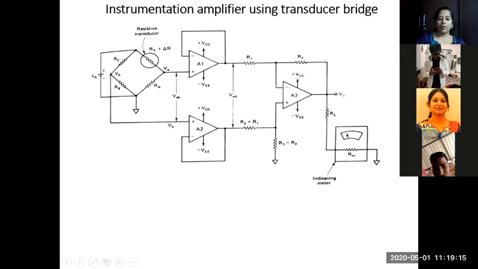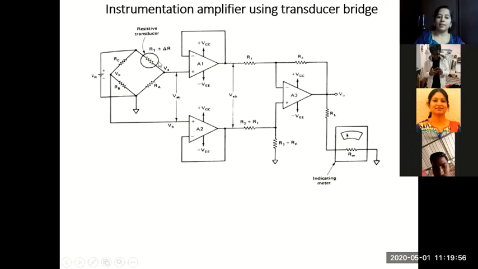Next, we'll consider the actual circuit, which is an instrumentation amplifier using a transducer bridge. So this is the actual circuit which we are going to consider here. In this case, we have a Wheatstone's bridge network initially, and there are 4 resistors in this Wheatstone's bridge network: RA, RB, RC, and the 4th one is a thermistor or a resistive transducer. You can see it is RT plus or minus delta R.